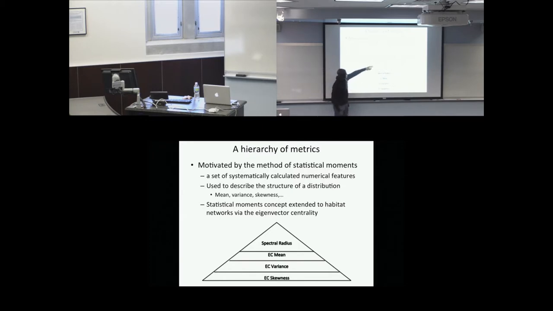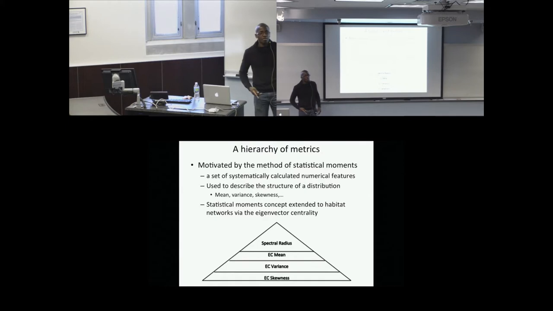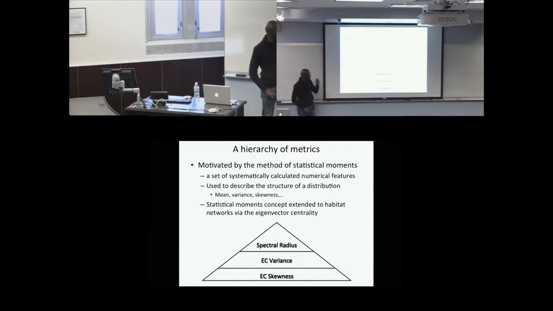In my hierarchy, I start with the spectral radius, and then I go down to the eigenvector centrality mean, the mean of that eigenvector centrality, going down to variance and skewness. And we can go on down to kurtosis and more, but at some point I have to stop because I have to graduate. So that's the hierarchy.